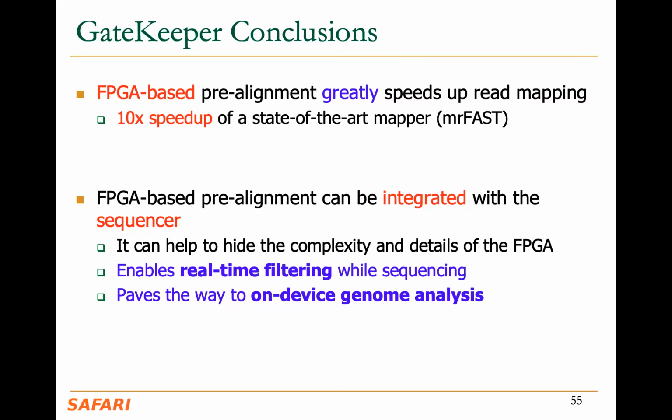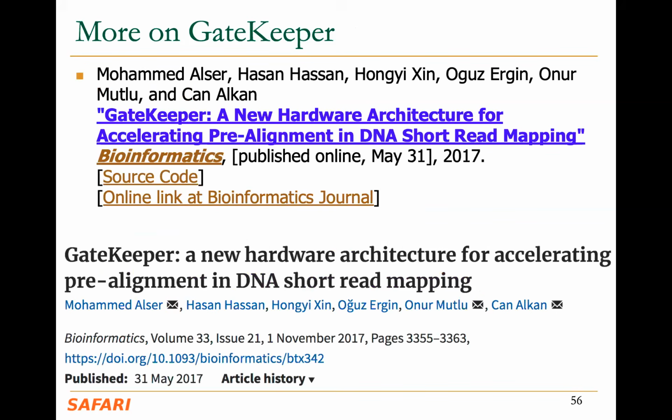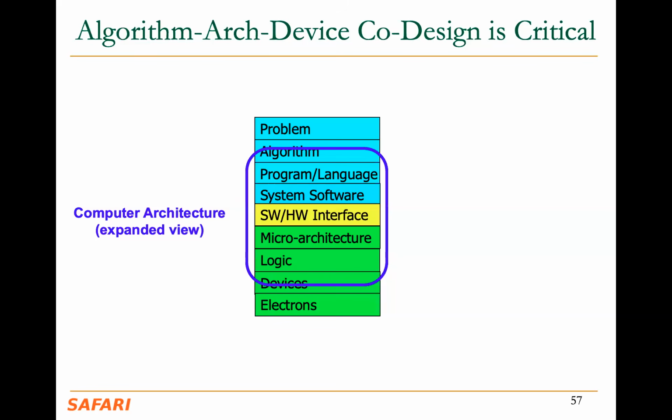And hopefully I'll show you at the end some industry movement that may be happening toward this direction. So you can actually do some real-time filtering and maybe on-device genome analysis going into the future. I don't think we're there yet, but that's the goal essentially. Okay, you can read more about GateKeeper. I wanted to cover this because it's an example of algorithm architecture co-design.